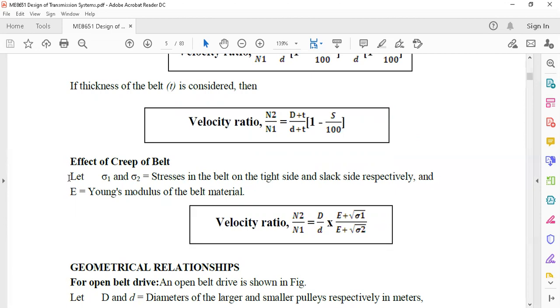Okay, the stress which is induced on a particular area, or a stress which will be involved on an entire area of a system or an entire drive, that comes under creep induced on the belt. That we can discuss in the forms of T1 and T2, which is the stress induced on the tight side and the slack side, respectively.